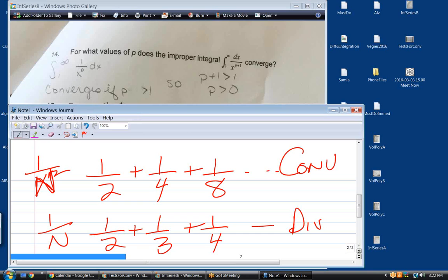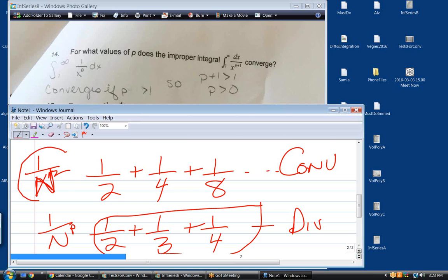And here's what a p-series says: if this p right there is greater than 1, this series will converge. If it's 1 or less, it will diverge. Notice that in this series right there, p is exactly 1. I've got 1 over n to the 1 as n counts up. So it's 1 over 2 plus 1 over 3 plus 1 over 4.